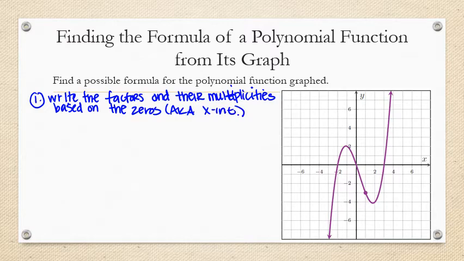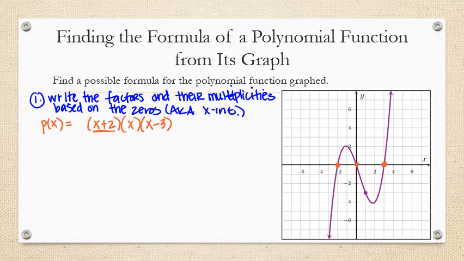Looking at this function, we can see that there's a 0 at -2, at 0, and at 3. So that means this function has to have the factor of x plus 2, because when I plug in -2, this has to equal 0. And then it's going to have the factor of x, because again, when I plug in 0, it needs to equal 0. And then the factor of x minus 3, so that when I plug in 3, I get 0.